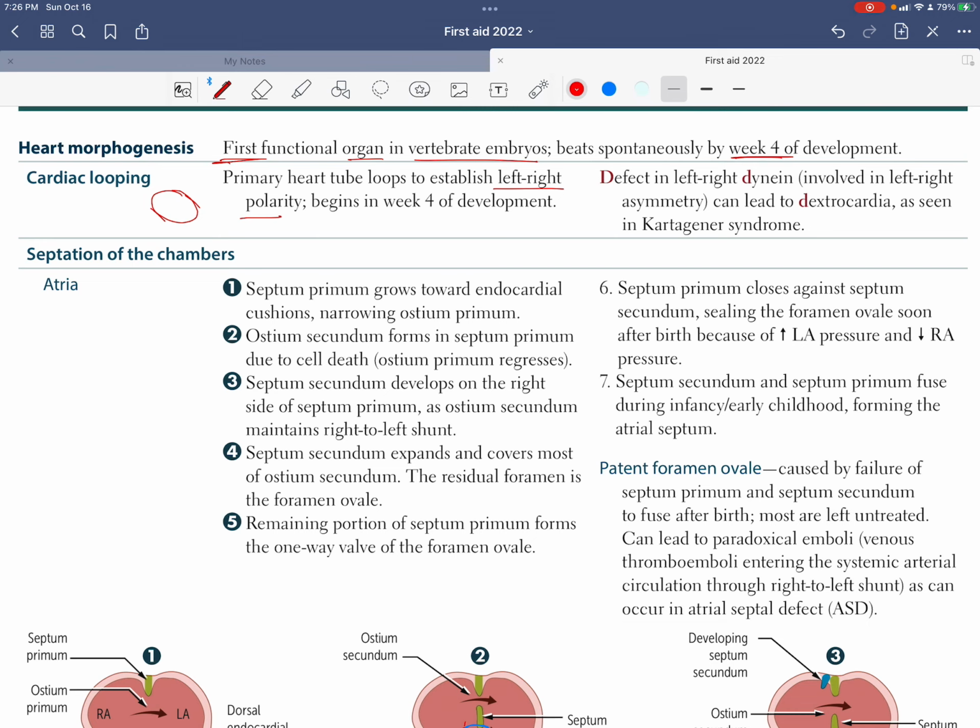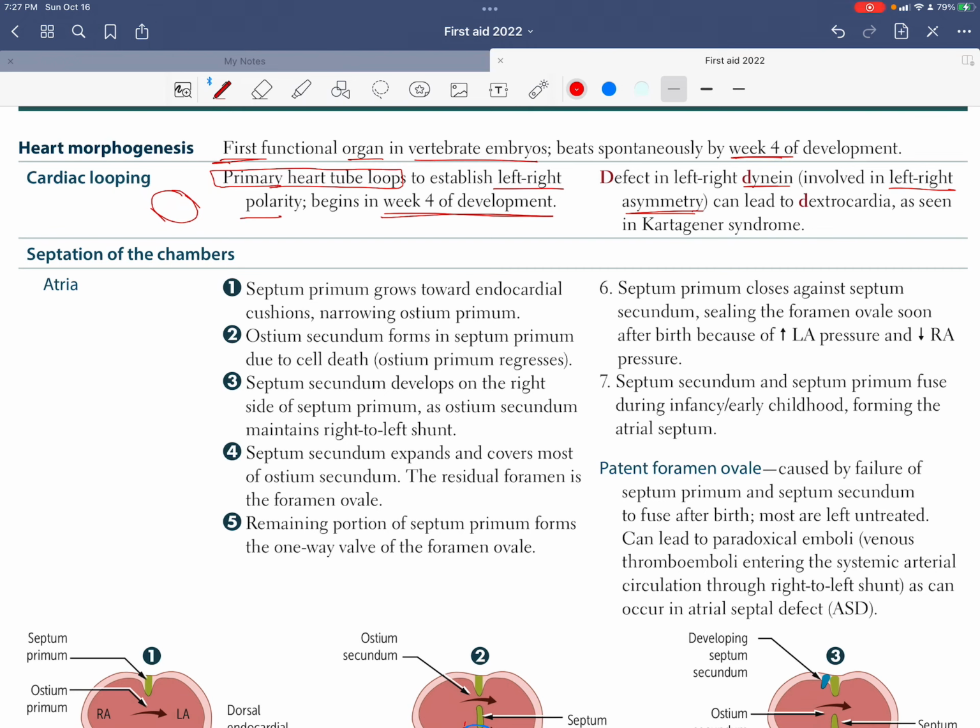So basically the heart does have two sides, the right side and the left side. This looping, called primary heart tube looping, starts in week 4 of development. If we find a defect in the left-right dynein, it would end up as a left-right asymmetry. So there would be asymmetry in the two sides of the heart.